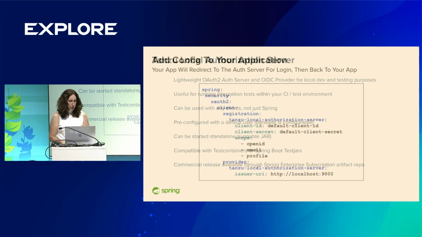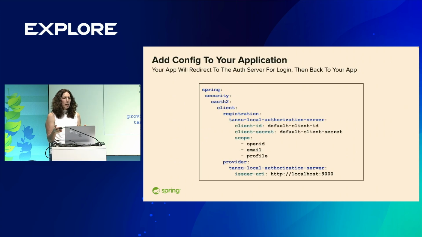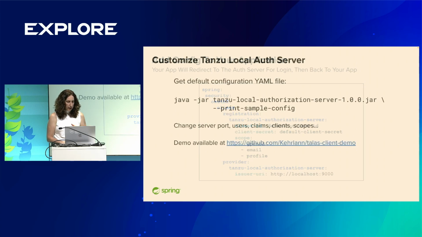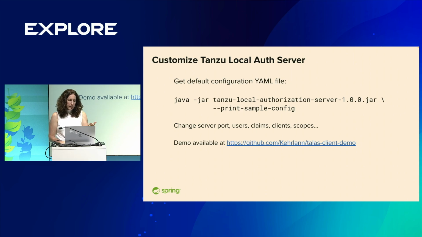And this is, of course, a commercial release. The way that it works is that in your client application, you simply add this configuration. So you tell it to talk to the auth server started at port 9000, and you just use the default ID and password for the client to be able to talk to the auth server, and these default scopes for that initial OIDC portion. And you can start it with java -jar and the jar file name. We'll start it standalone. If you do print sample config, it spits out the YAML file that you can use to configure the behavior. You can change the port, users, claims, etc.